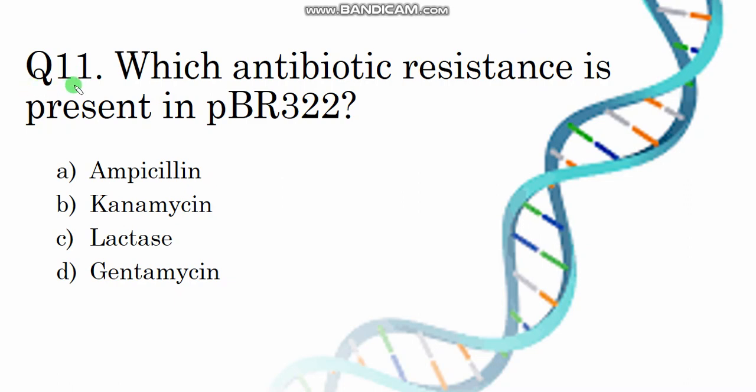Coming to question number 11, which antibiotic resistance is present in pBR322? This is the plasmid vector. So which antibiotic resistance is present in this plasmid vector? Option A, ampicillin; option B, kanamycin; option C, lactase; option D, gentamicin. And here the correct answer is that it has ampicillin and tetracycline resistance marker genes. So based on the options, the antibiotic resistance present in pBR322 is ampicillin.